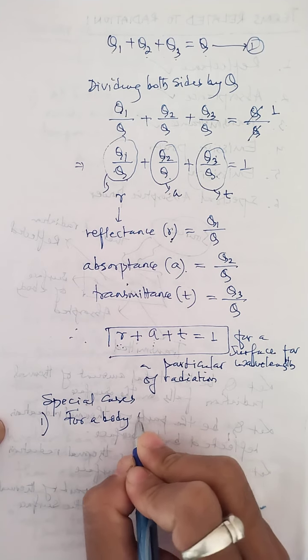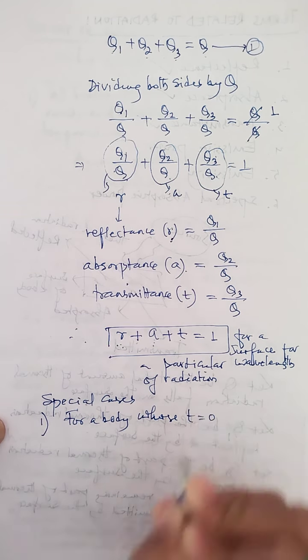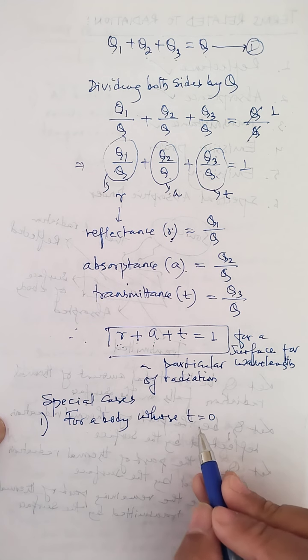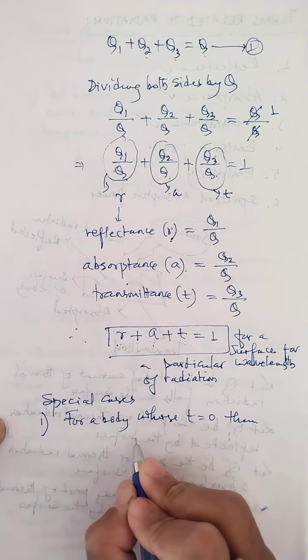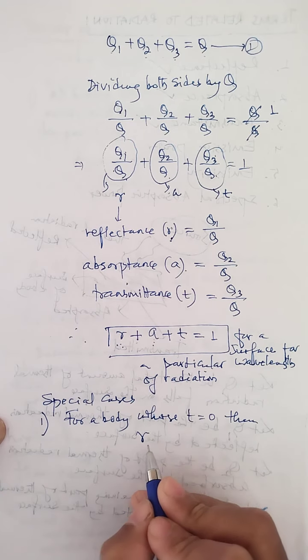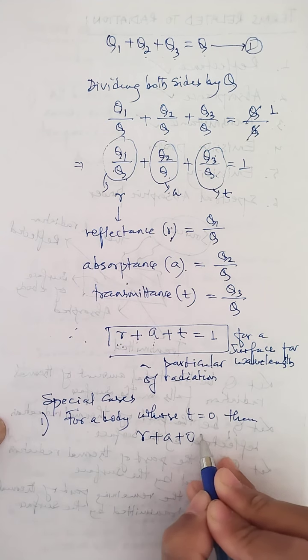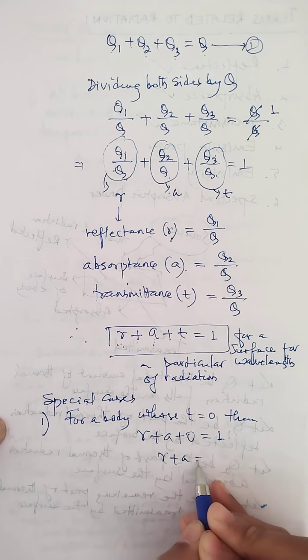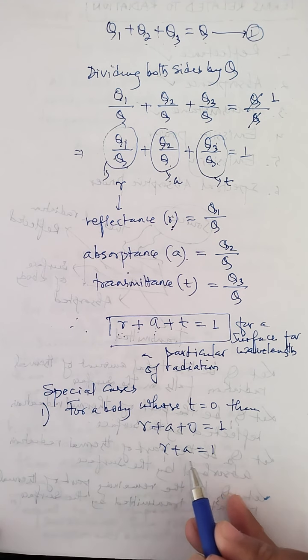Okay. Now one of the first special cases that I discuss is, suppose there is a body whose transmittance is 0. That means that body is not transmitting any radiation falling on it. If the transmittance is simply 0, then what happens? Then from the relation, R plus A plus T equals 1, with T equal to 0, we get R plus A equals 1. And this relation simply says that R plus A equals 1.